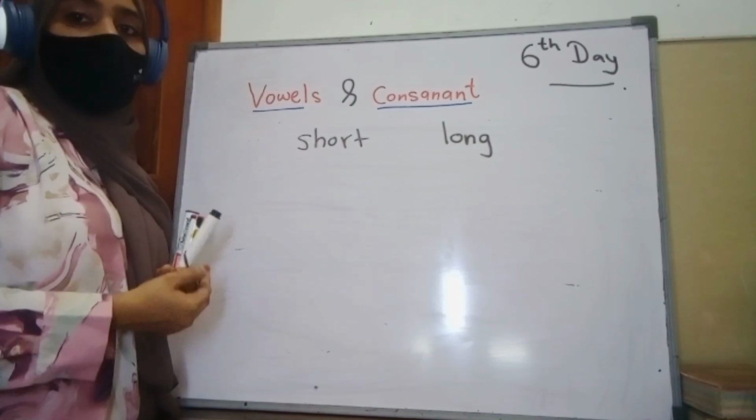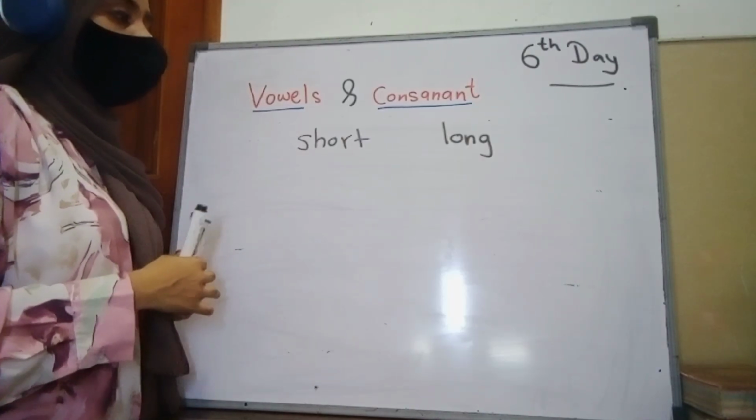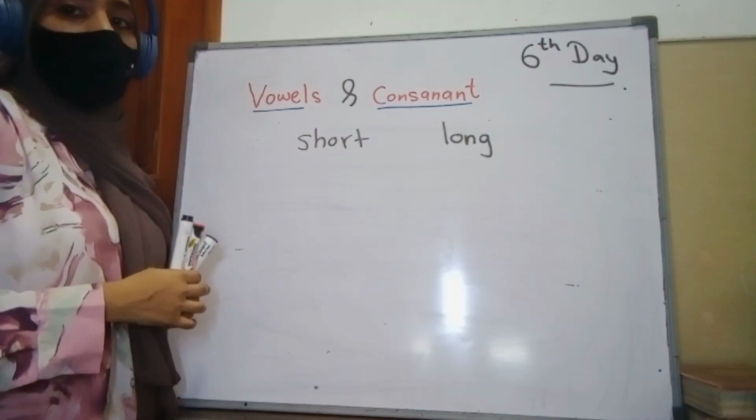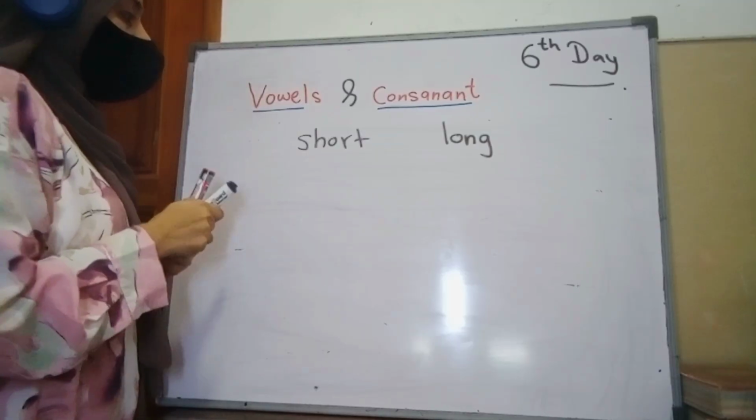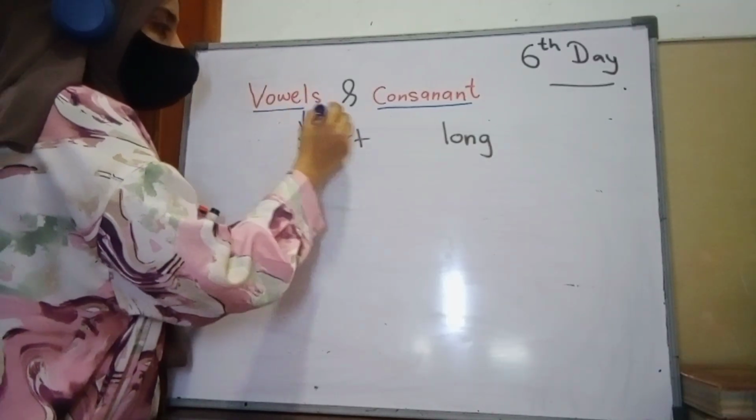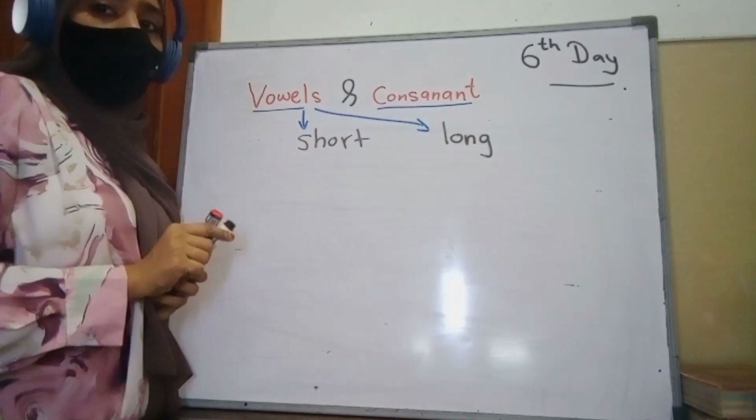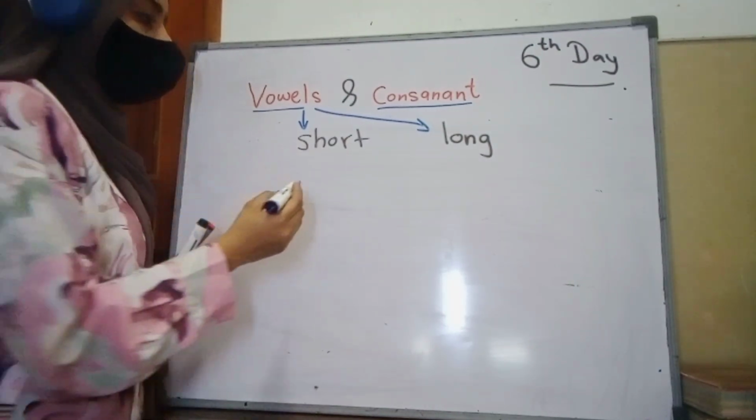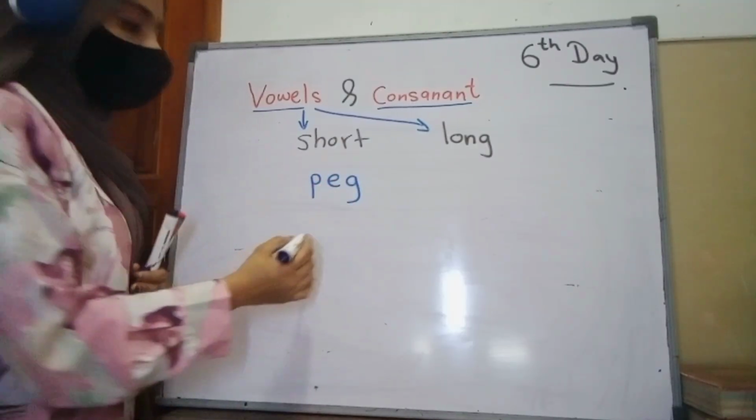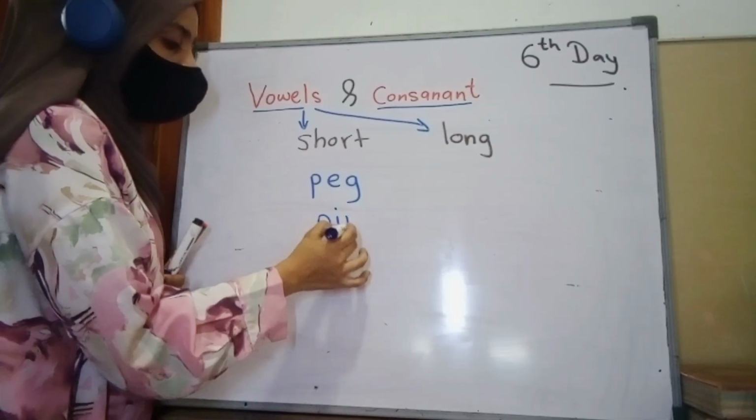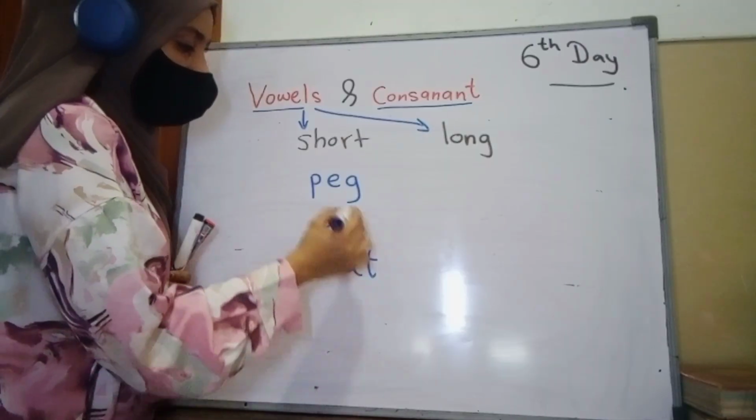Short and long. There are two types of vowel sounds, short vowel sound as well as long vowel sound. Okay? The same vowel comes as short as well as long. Short, normally in 3-letter words we can see short vowels. Like for example, p, a, g, peg, p, i, n, pin, h, a, t, hat.